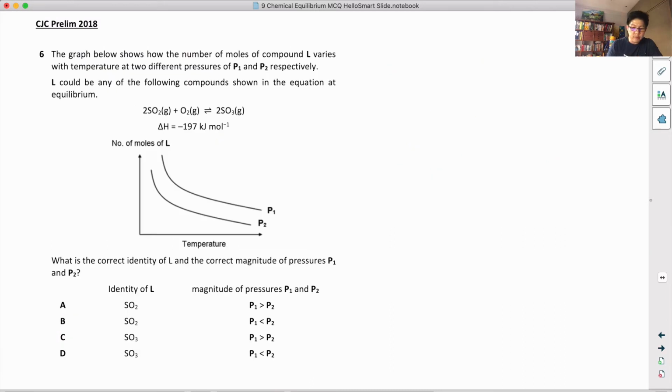Okay, let's move on. Let's look at this question. They show you two graphs, and they ask for the number of moles of L. They ask what's the correct identity of L and the correct magnitude of the pressure. So very quickly, when there's an increase in temperature, you notice that the amount of L actually decreases. Increase in temperature will always favor adding heat. The system will absorb heat, favor endothermic.